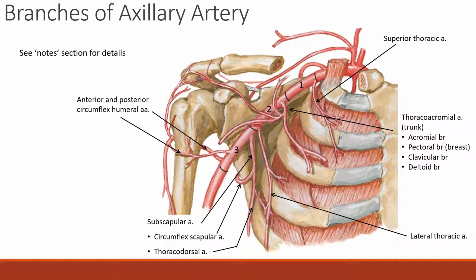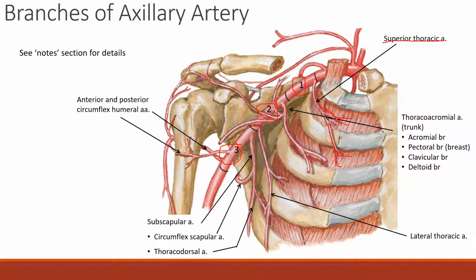In this view, we have added in all of the branches from the three parts of the axillary artery. There's a useful mnemonic here: the first part has one branch, the second part has two branches, and the third part has three branches. If you can keep in mind that 1, 2, 3 pattern, it makes this a little bit easier. So let's go ahead and start naming those branches. The one branch off of the first part is called the superior thoracic artery. This comes down to supply the muscles between the ribs, the first couple of intercostal muscles, and that's it.